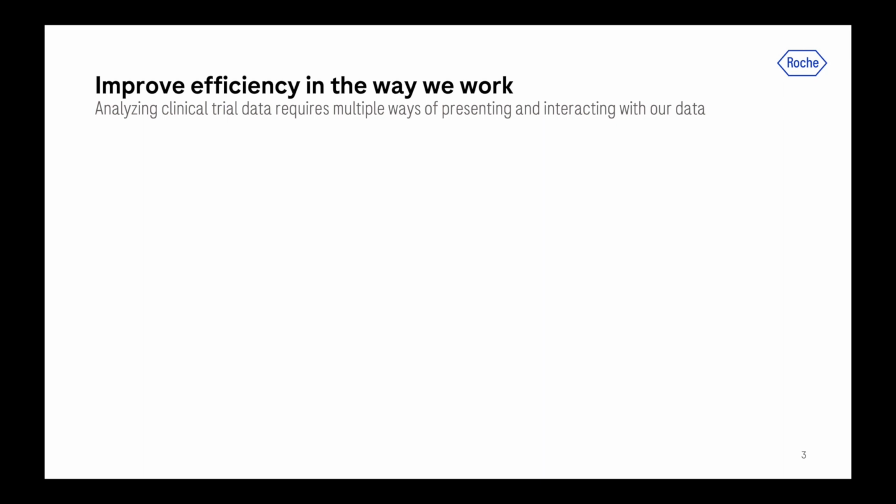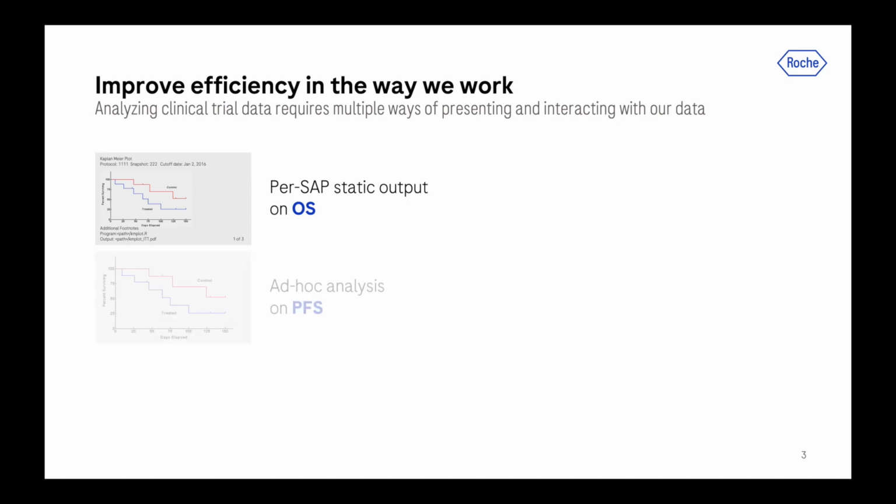Analyzing clinical trial data requires multiple ways of presenting and interacting with our data. Thinking about how we work traditionally, as a data scientist sitting on a clinical trial study team, we may need to generate a Kaplan-Meier plot on the overall survival of the study patient population per the statistical analysis plan. But a week later, after we deliver the outputs, a stakeholder reviewing the result may ask, well, how does the progression-free survival curve look like in our patients? Do they follow the same trend as OS?